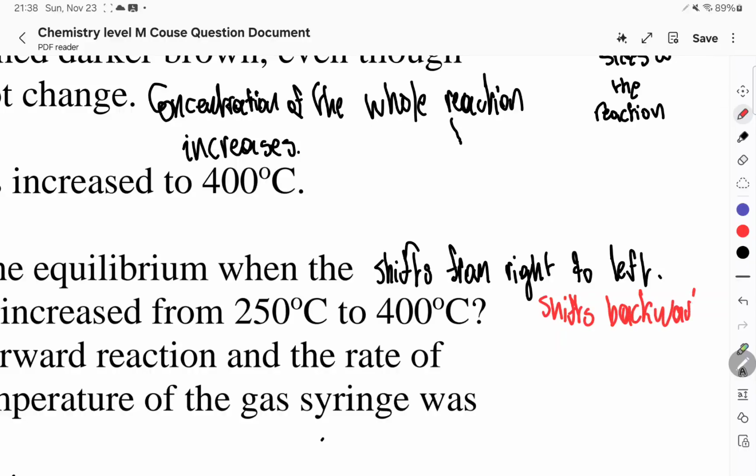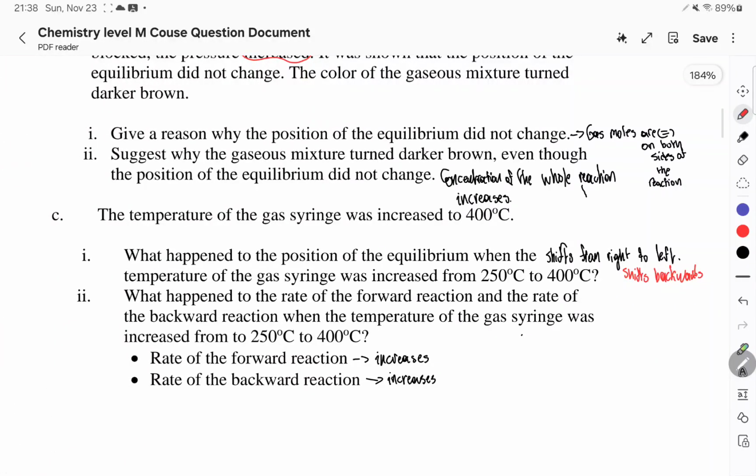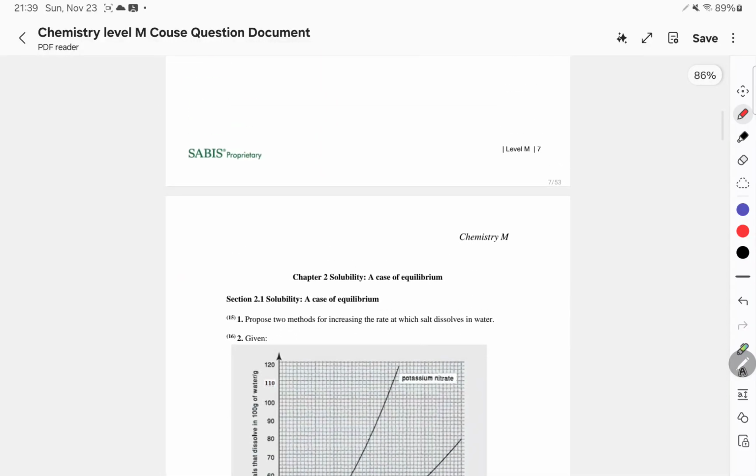Okay. Now, in part II of part C, what happened to the rate of the forward reaction and the rate of the backward reaction when the temperature of the gas was increased? Again, we can put this in terms of particles. When the temperature increases, the kinetic energy increases, and that means that in the reaction, the activation energy will be reached quicker, and that means that the reaction will occur quicker. Which means we can say here that the rate of the forward reaction increases and the rate of the backward reaction increases. So everything increases. And that is it for chapter 1.